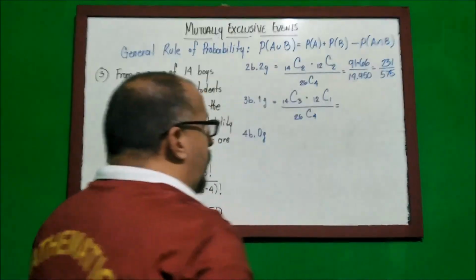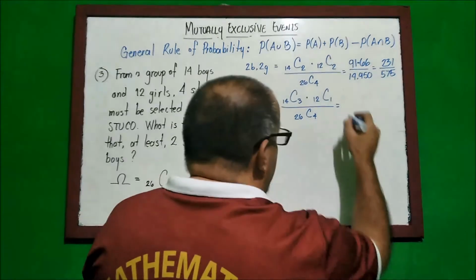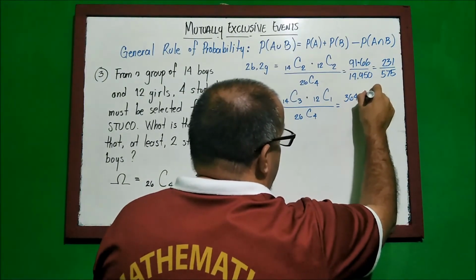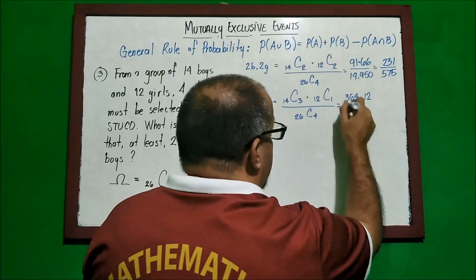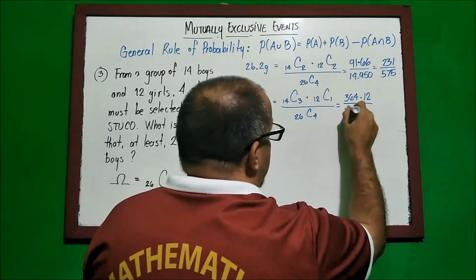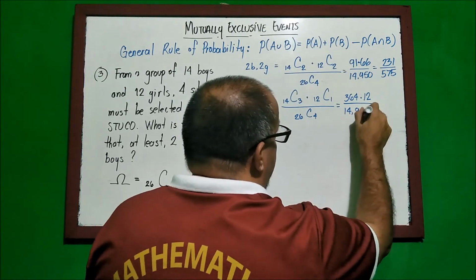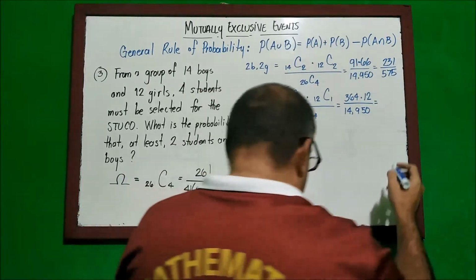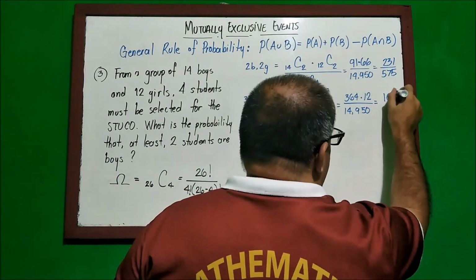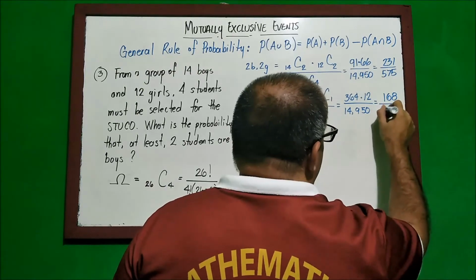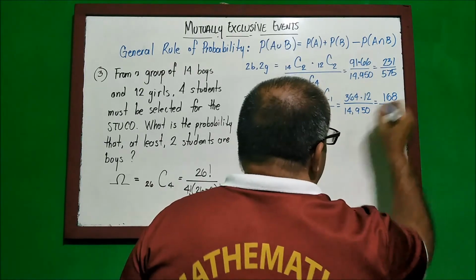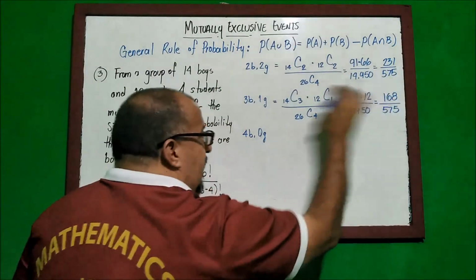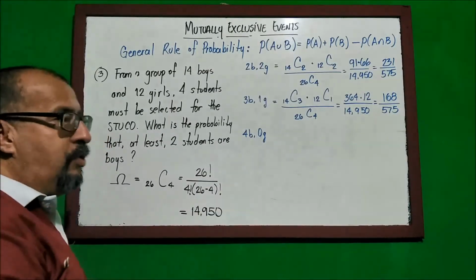With this, what we obtain is the following situation: 364 multiplied by 12, and this divided by 14,950. With this answer written in simplest form, we're going to have 168 divided by 575. And here we have the second probability. Now let's finish up this one.